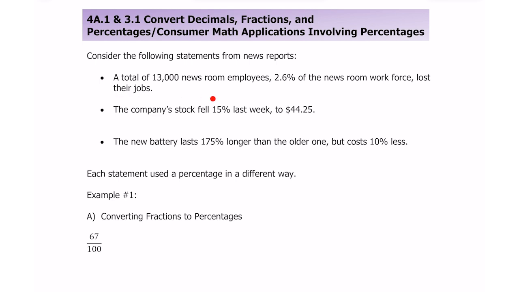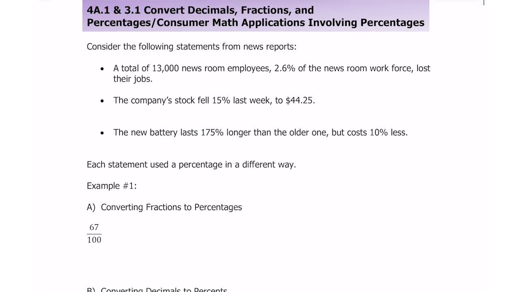So in the first statement, we just have the 13,000 newsroom employees, and 2.6% of the newsroom workforce lost their jobs. So we're expressing a fraction of a total workforce. In the second statement, the company's stock fell 15% last week to $44.25. The percentage is used to describe a change in the stock price. And in the third statement, the new battery lasts 175% longer than the older one, but costs 10% less. We're using a percentage to compare the performance and the cost of the batteries.